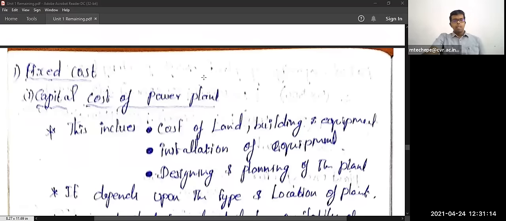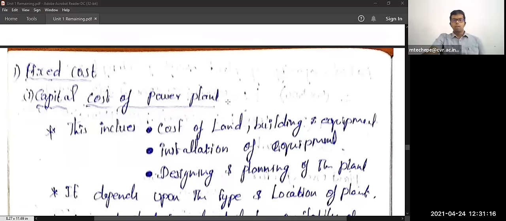First one is capital cost of the power plant. Capital cost includes the cost of the land, buildings and equipment, then installation of the equipment, then designing and planning of that power plant. So first one is the cost of the land and building of the equipment.